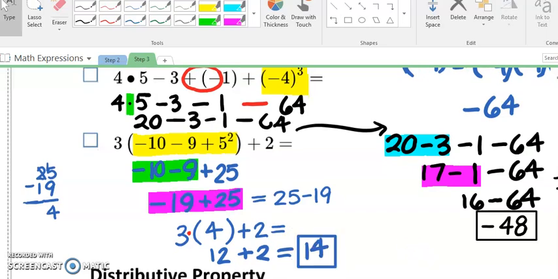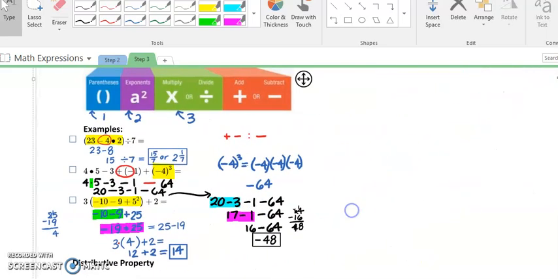Now, a nice thing that you can do with all of these problems, if you type them in exactly how they look, your calculator will give you the same answer. But you have to make sure that you have your parentheses in the proper place, that you're using the subtraction sign, not the negative symbol, and then it will work.